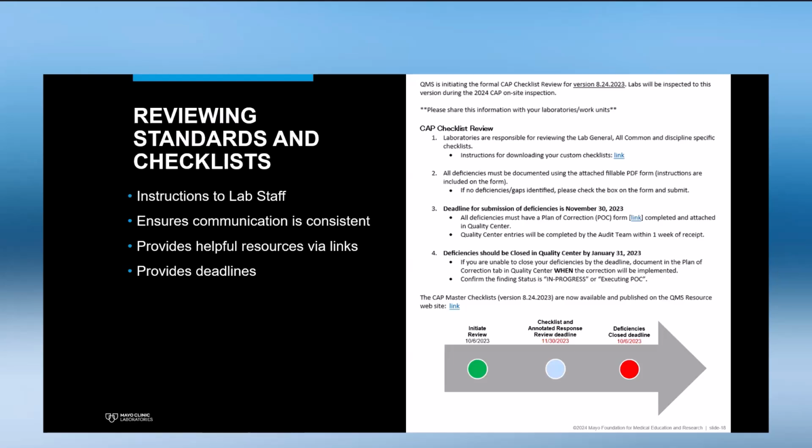Shown here is an example of an email template that we have created and use when we initiate a review, such as a CAP checklist review, which is what this example shows. The template provides the scope of the review, step-by-step instructions, links to helpful or required resources, and deadlines. We also provide instructions as to who the information should be shared with.